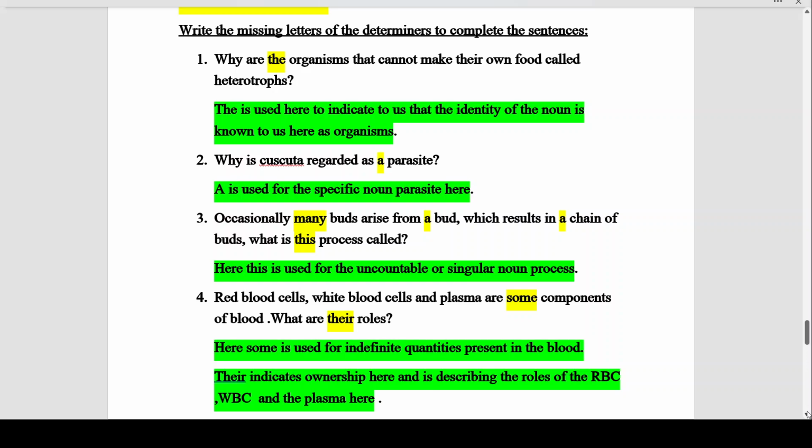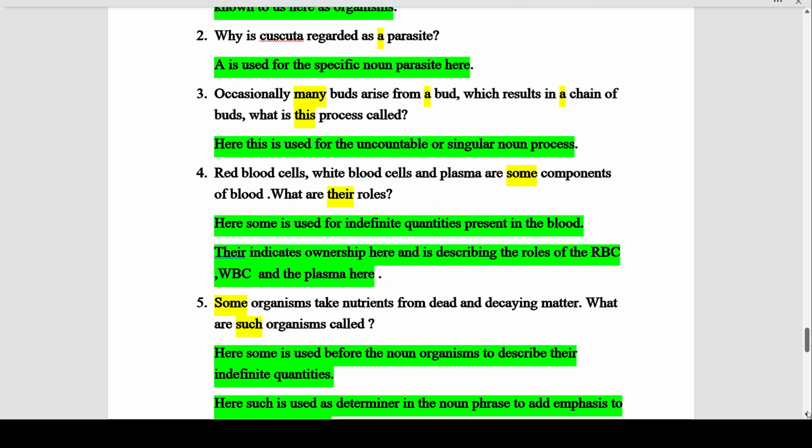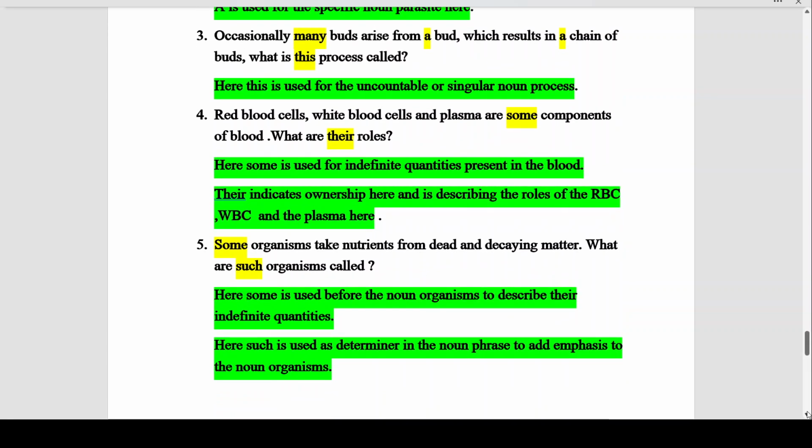Next, why is Cuscuta referred to as a parasite? Because I've written a parasite, because a is used for the specific noun parasite over here. Now, number 3. Occasionally, many buds arise from a bud. Buds are plural, therefore many; bud over here is singular, therefore a, which results in a chain of buds, which is specific. What is this process called here? This is used because the process here is a singular and uncountable noun. Therefore, I use this. Where do we use this? This is used for the uncountable or singular noun.